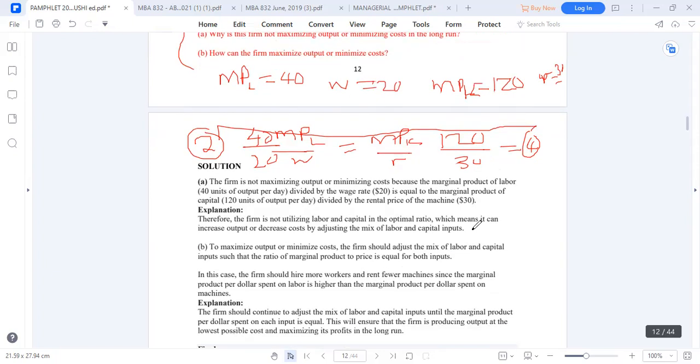So how do we adjust the mix? The firm should adjust the mix in a way that the two ratios become equal, either by hiring more workers or renting fewer machines, since the marginal product of labor per dollar is higher. So it is either of the two. For instance, instead of 120, we find something lower, 60, such that 30 into 60 gives 2, the same as the 2 that we're getting. Or we hire more laborers. We have to get a 4, so we would have 80 there. So 20 into 80, we get a 4.